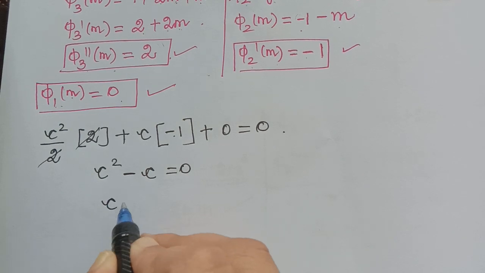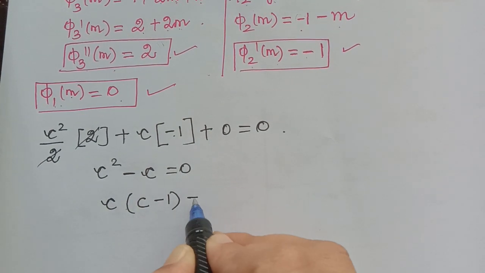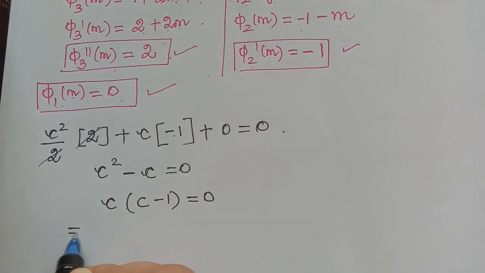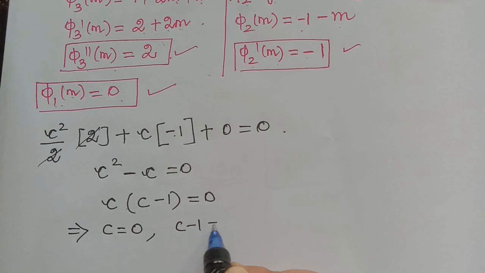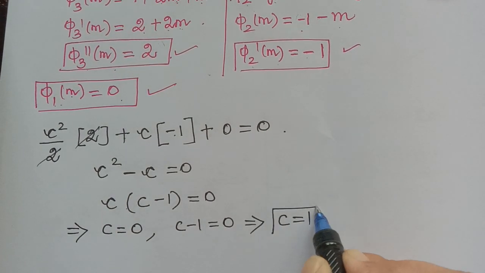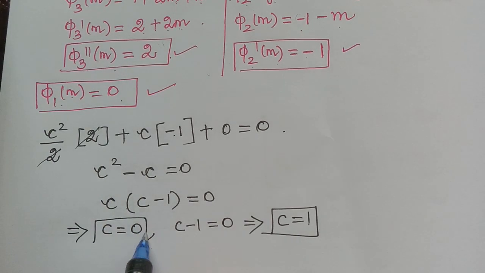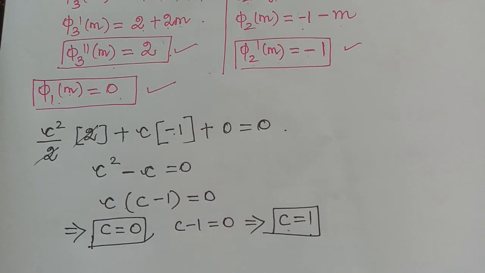We can take one of the c common in this, and so we will get c minus 1 in the bracket is equal to 0, from which we will get c equal to 0, and c minus 1 equal to 0 will imply that c is equal to 1. So the other two values of c are c equal to 0 and c equal to 1.